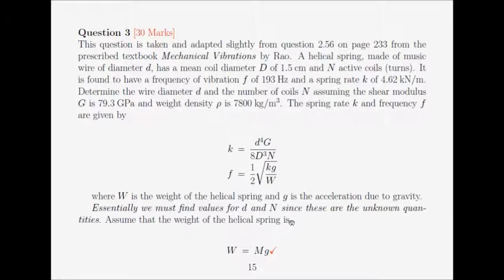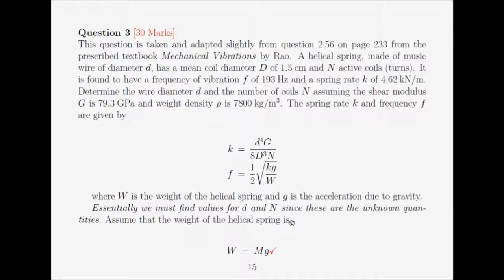And then we know the spring constant is 4.62 kilonewtons per meter. In this course we use SI units, so it's 4.62 times 10 to the power 3 newton per meter. If you don't know what the correct units are, always just go back to F = ma. Force is mass times acceleration, so a newton is equal to a kilogram times acceleration, meter per second squared.